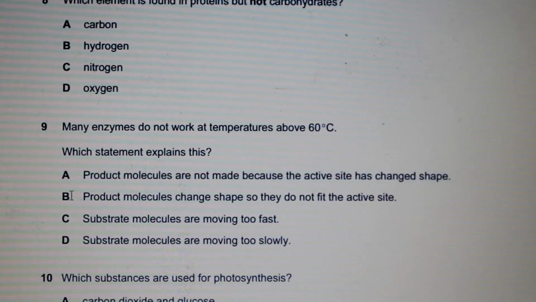But before we choose that as our answer, product molecules change shape, so they do not fit the active site. No, the product molecules do not change shape. That's incorrect. Substrate molecules are moving too fast. That's also incorrect, because if substrate molecules were moving faster, that would actually increase the rate of the reaction. Then substrate molecules are moving too slow. That is also incorrect, because at 60 degrees Celsius, substrate molecules will not move too slow, they'd actually move quite fast. So our answer here would be A.